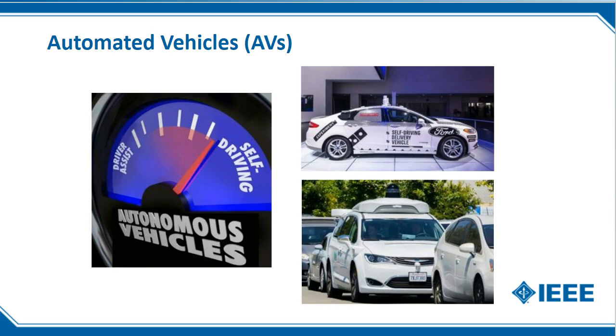AVs sense their surrounding environment using their onboard sensors such as radar, LiDAR, and camera. For example, radars can provide the intervehicular distance as well as the relative speed to the preceding vehicle. The information collected by the onboard sensors enables AVs to react to the changes in nearby traffic accordingly, with little or no input from the driver.